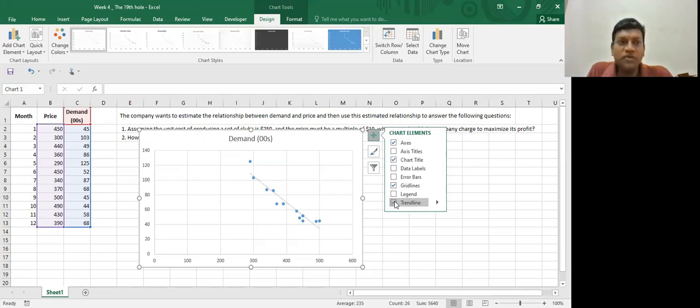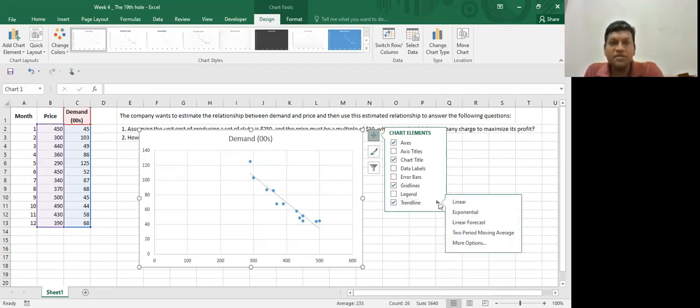I click on the option called trend line, and then a line appears. A linear line appears. I hope you can see that. This is a linear representation of the relationship between demand and price.